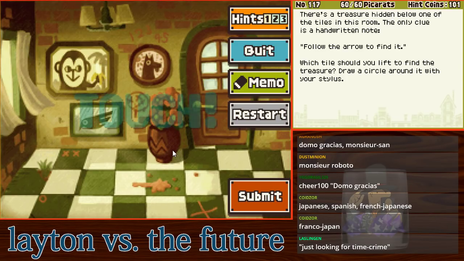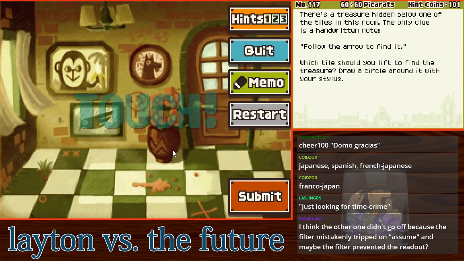There's a treasure hidden below one of the tiles in this room. The only clue is a handwritten note. Follow the arrow to find it. Which tile should you lift?